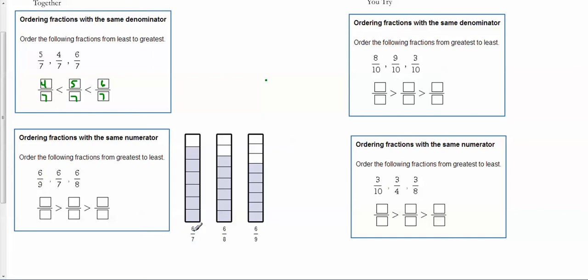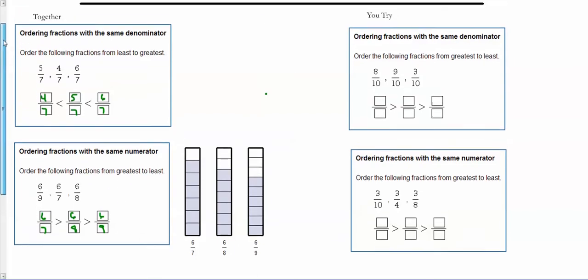So here's 6 sevenths, here's 6 eighths, and here's 6 ninths. So you can see 6 sevenths is the biggest, and 6 and 7 are the closest together. Okay, next is 6 eighths, and then finally we have 6 ninths. So that is comparing fractions that have the same denominator and the same numerator.